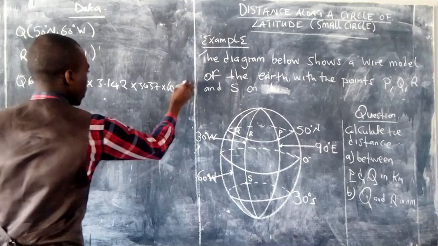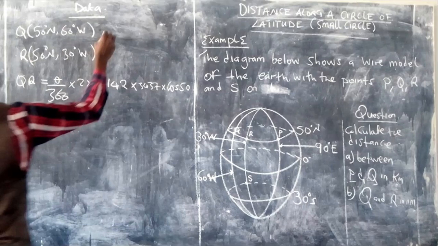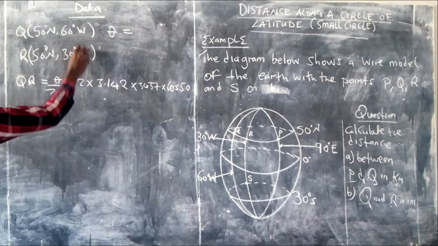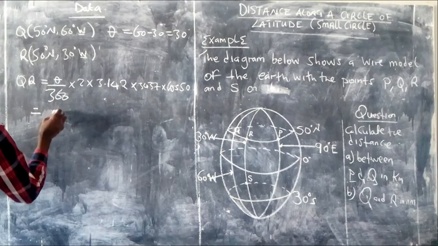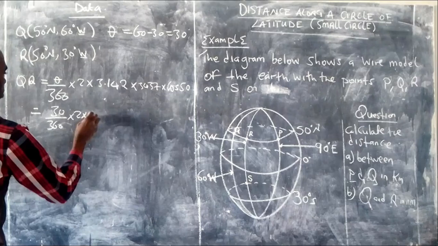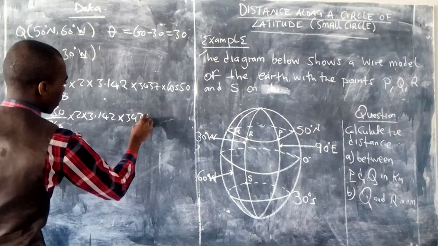Then here on theta, we are going to find the difference in longitudes. And now because they have the same sign, west, west, it means we are subtracting. So this one will be 60 minus 30, which is equal to 30. So what we are going to have now is 30 divided by 360 multiplied by 2 multiplied by 3.142 multiplied by 3437 multiplied by cos 50.